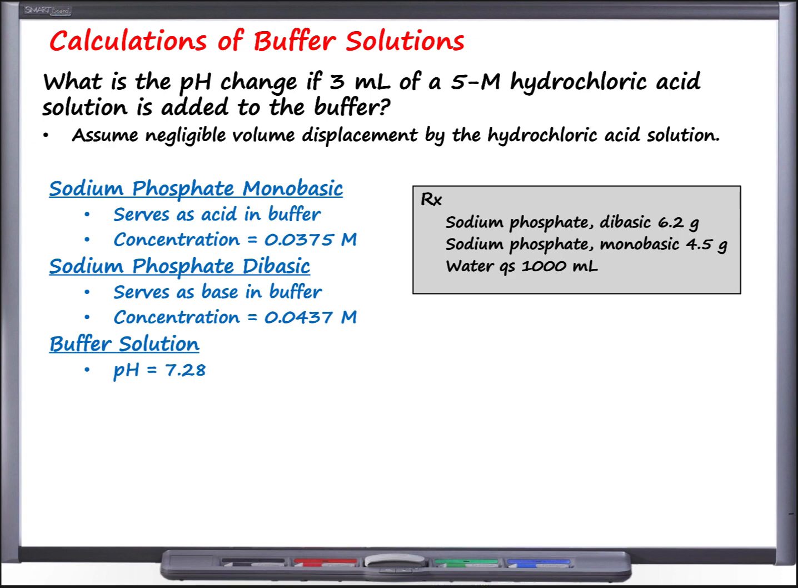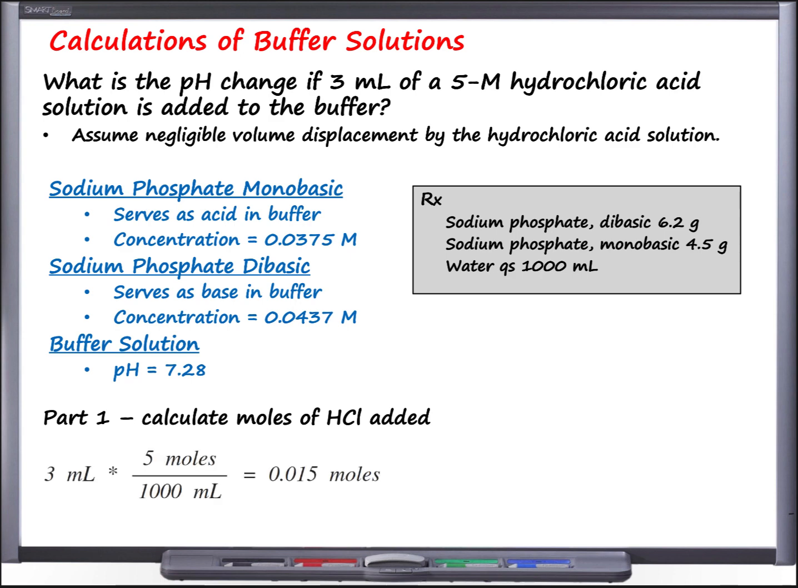Okay, so now we're ready to proceed with this question about what happens if we add 3 milliliters of a 5 molar hydrochloric acid solution. Our first step is to take that amount of hydrochloric acid and express it in terms of the number of moles that we're adding to our buffer solution.